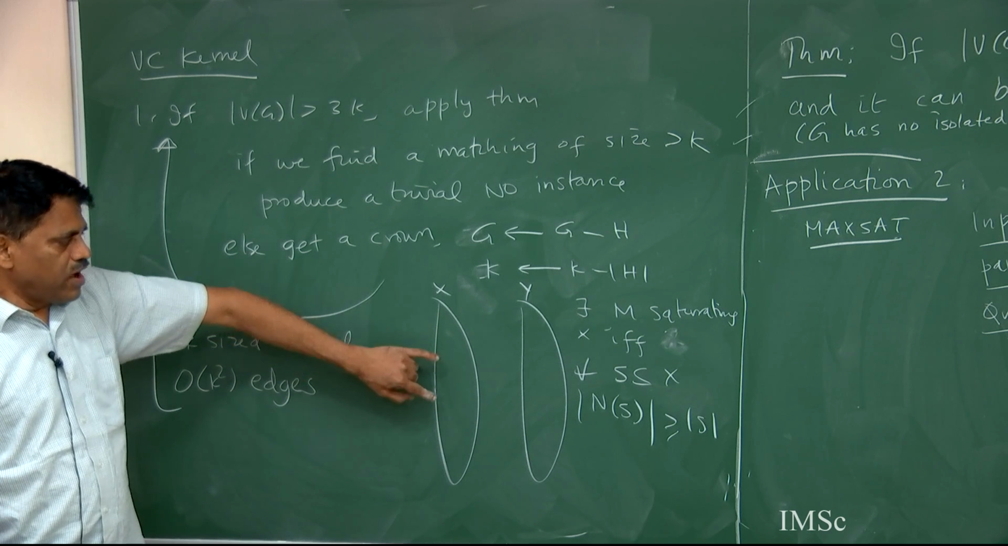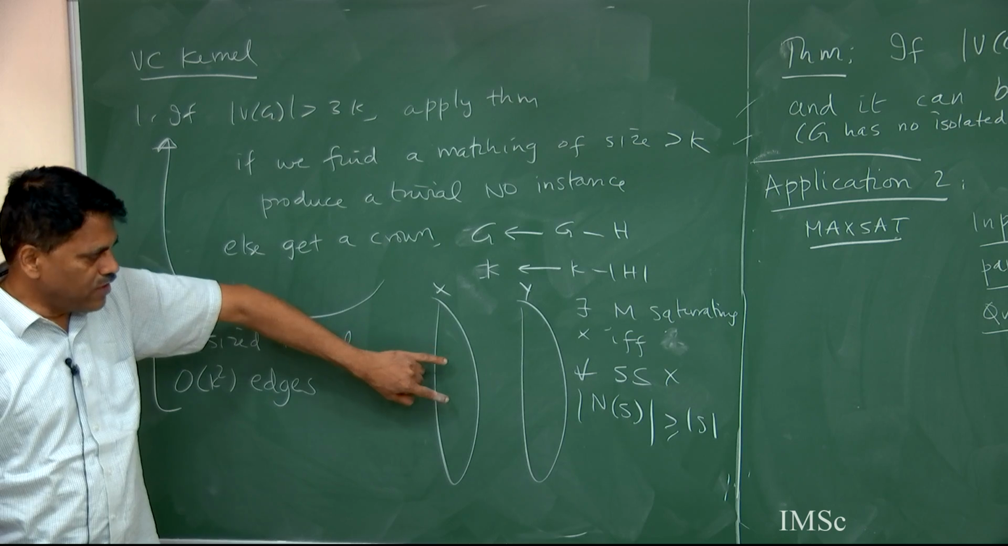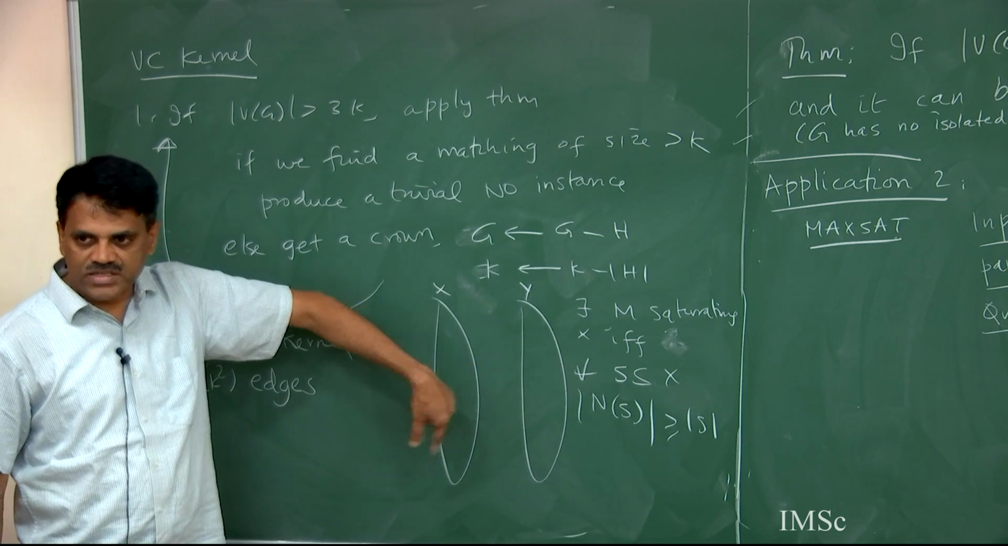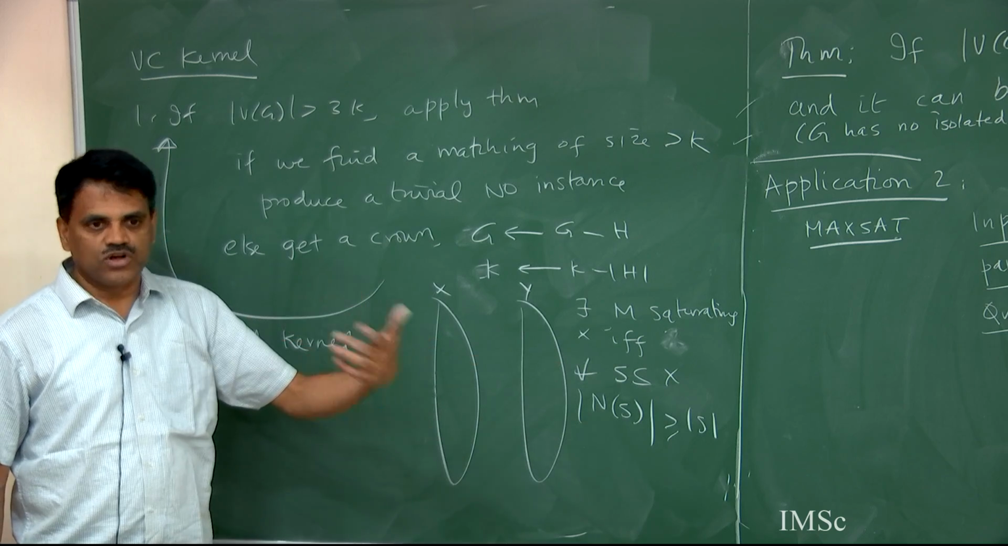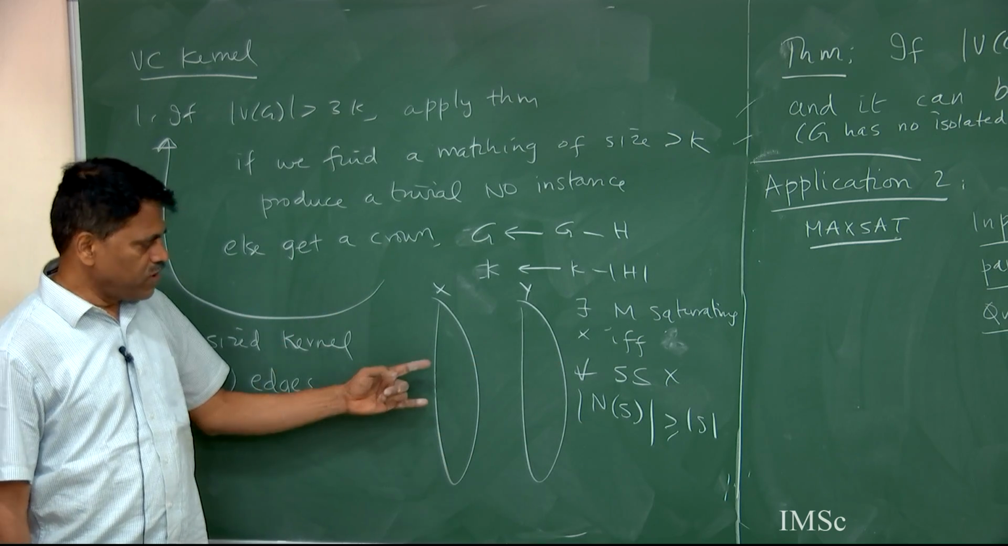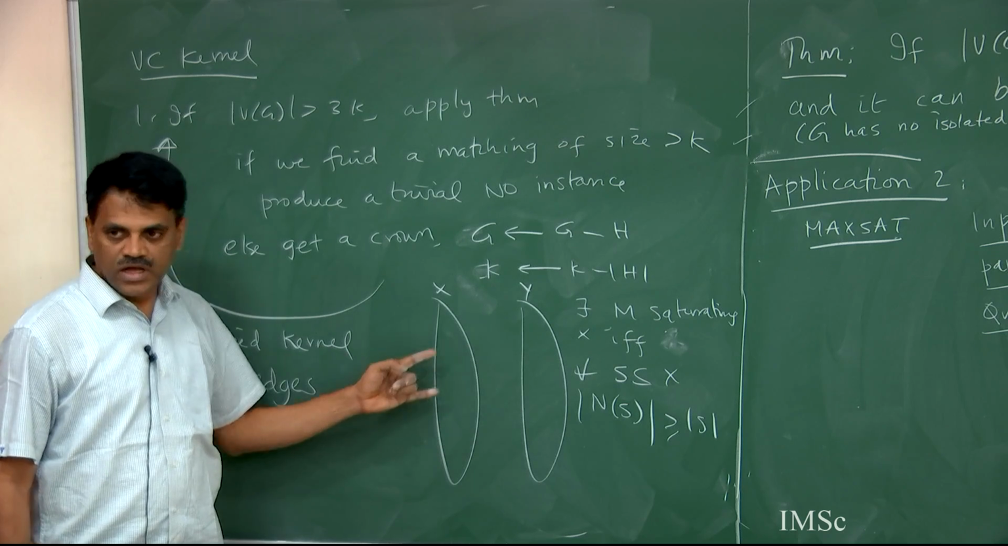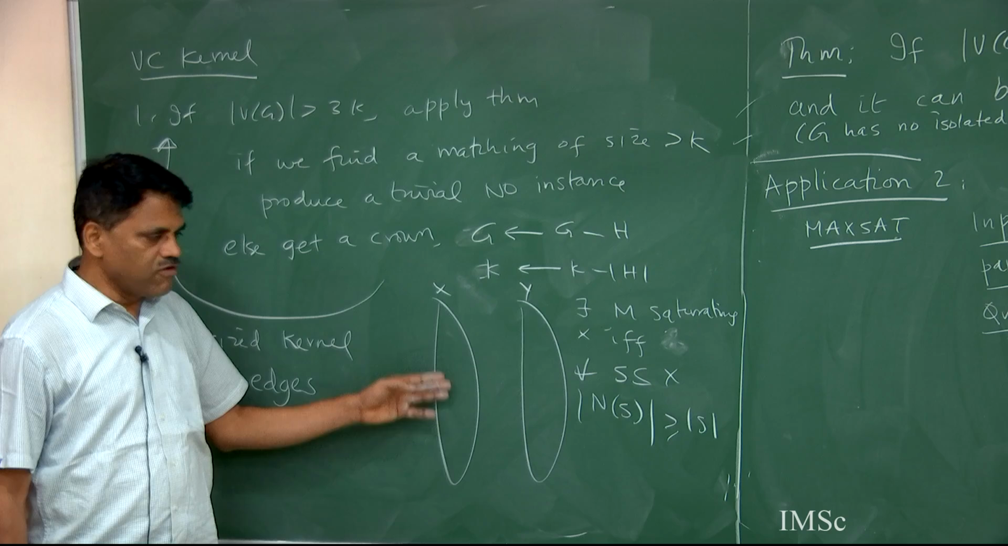Clearly every subset should have enough neighbors; that is a necessary condition. What Hall's theorem says is that it's also a sufficient condition: if every subset has enough neighbors, then you can match every vertex here.